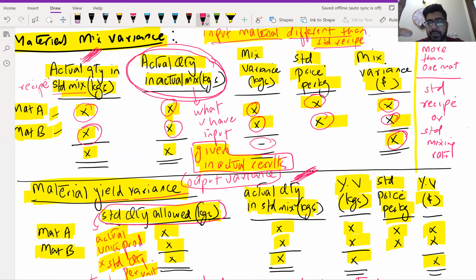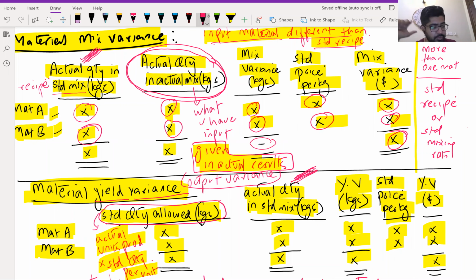First one, mix variance column: actual quantity standard mix. What is the standard mixing recipe? Compare with actual quantity and actual mix, what you have done. Compare it, get mix variance in kgs, price per kg, and currency. For yield variance, the first column is standard quantity allowed, then actual quantity standard mix, compare to get yield variance in kgs, price per kg, and currency.